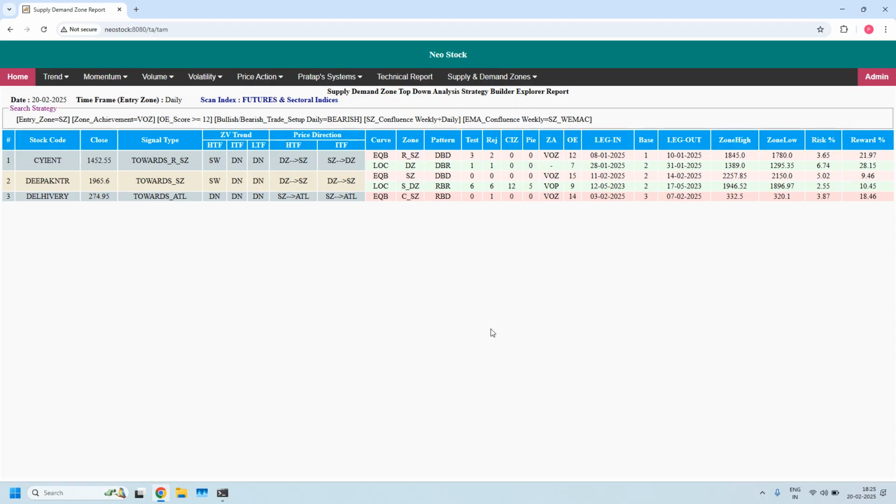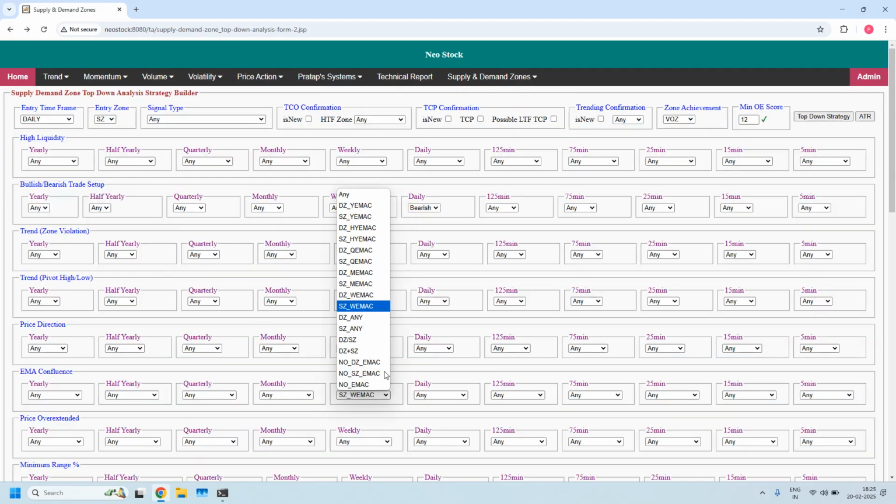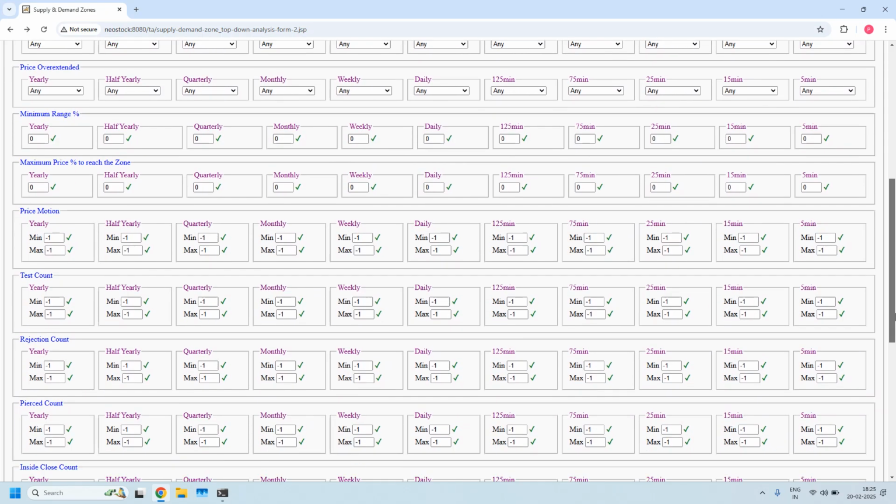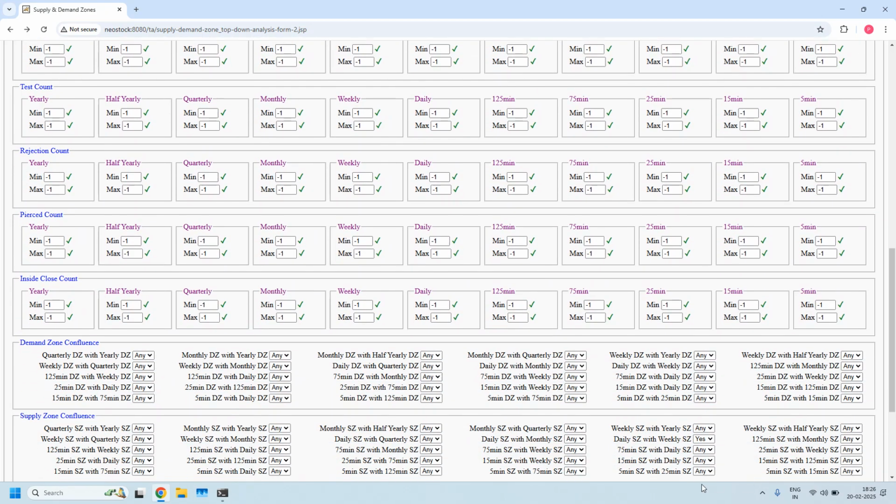Okay, this is about the LTF and ITF supply zone and ITF EMA confluence. Now we need to look for LTF, ITF, HTF zone confluence and HTF EMA confluence. So for that, first I am removing the EMA filter. In the supply zone confluence, I should set 3 filters. Out of 3, the first one is already enabled. That is daily with weekly supply zone confluence. Second filter, daily supply zone with monthly supply zone confluence. Third filter, weekly supply zone with monthly supply zone confluence.